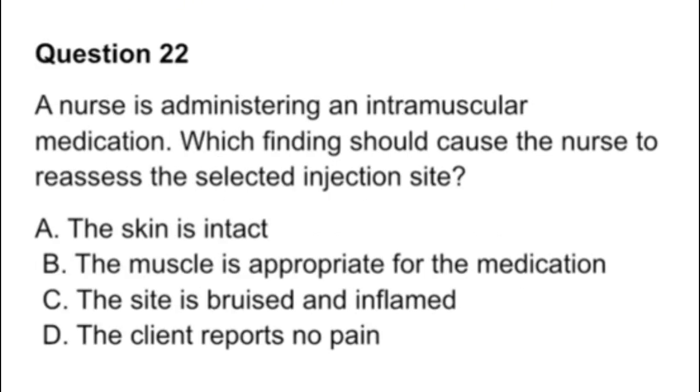Question 22. A nurse is administering an intramuscular medication. Which finding should cause the nurse to reassess the selected injection site? A. The skin is intact. B. The muscle is appropriate for the medication. C. The site is bruised and inflamed. D. The client reports no pain.